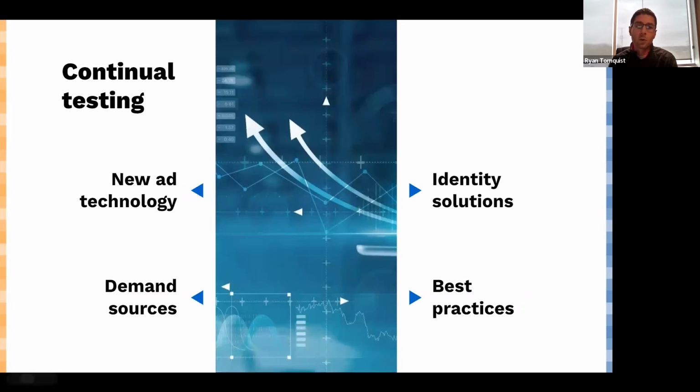So just to go into this a little bit more, when we look into what we're looking for from a testing and a KPI basis, as I mentioned, we're working with various technology, new demand sources, identity solutions, and working through best practices. And I'll go into the best practices a little bit more on the next slide. But some of the things that we're looking for is, what's key to programmatic KPIs?